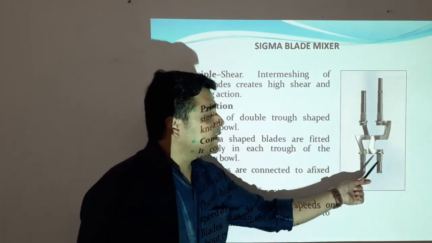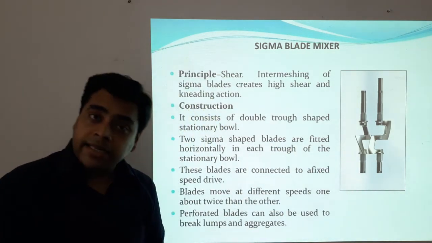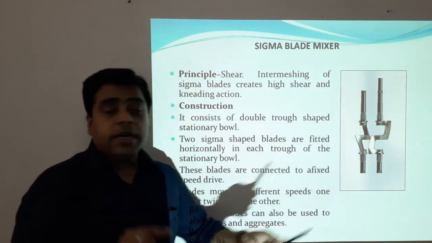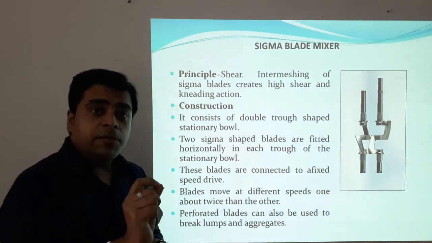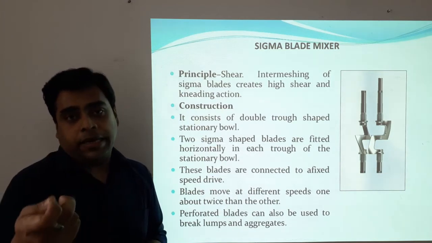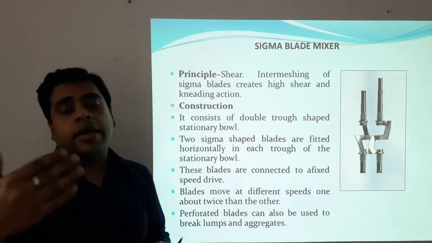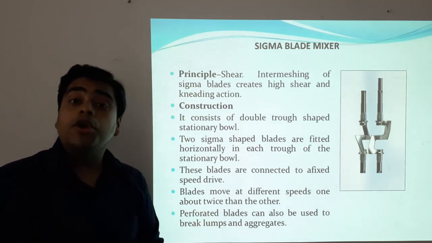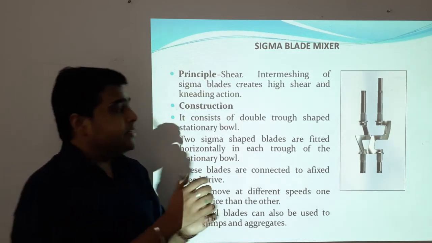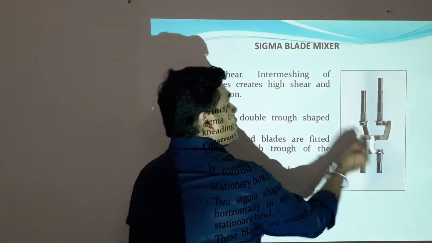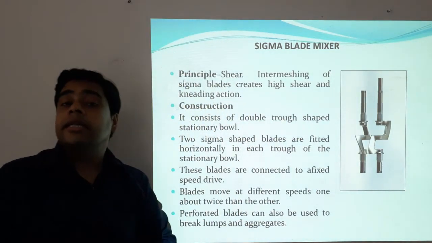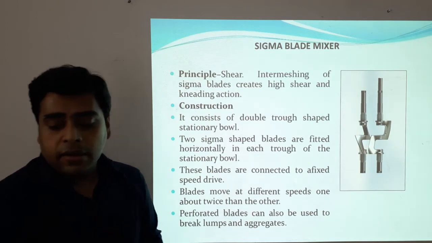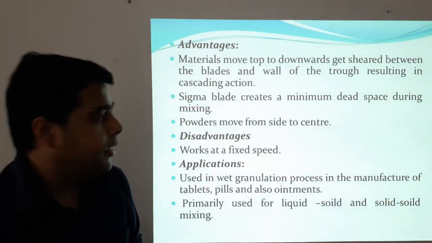So these blades, we can control the speed of the blades. The usual speed of rotation is that if one rotates at a single speed, the other will rotate at double speed, twice that of the other. Perforated blades can also be used to break lumps or aggregates. If there are perforations inside these blades, the formation of basic lumps can be prevented.